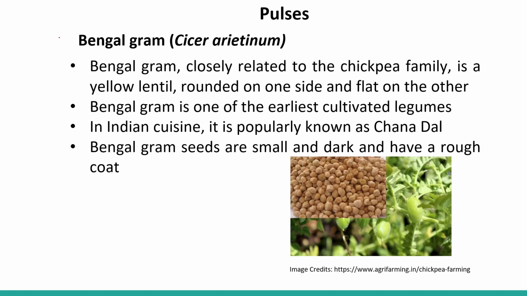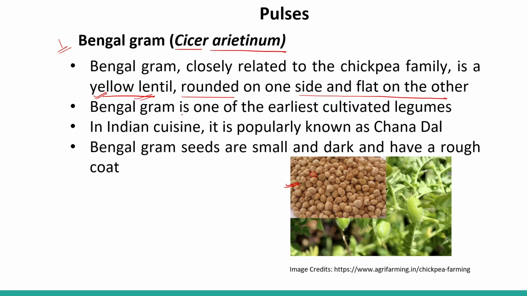The first one is the Bengal gram, and its scientific name is Cicer arietinum. The Bengal gram is closely related to the chickpea family, and it is a yellow lentil. When it is covered, you can see in the figure that it is brown. When it is uncovered, you get the yellow lentil, rounded on one side and flat on the other.